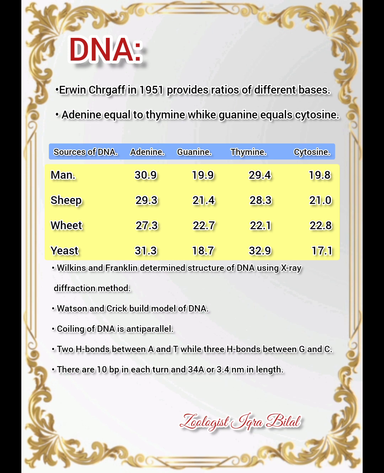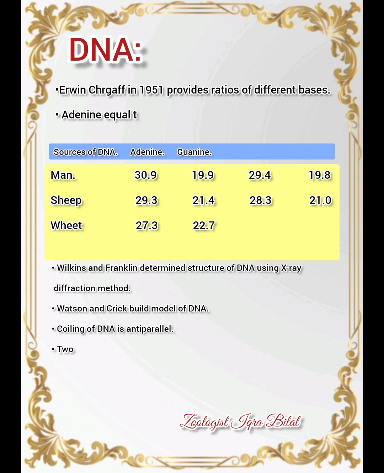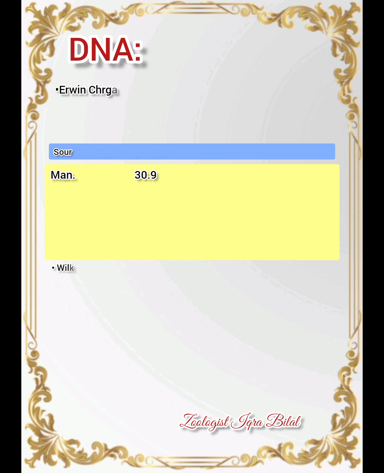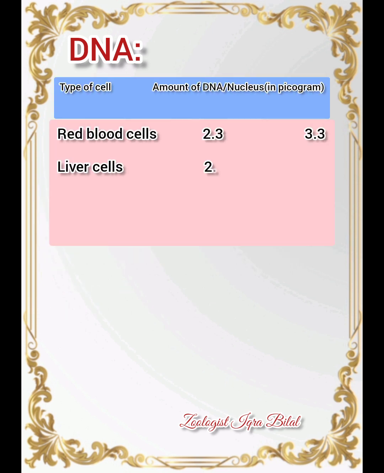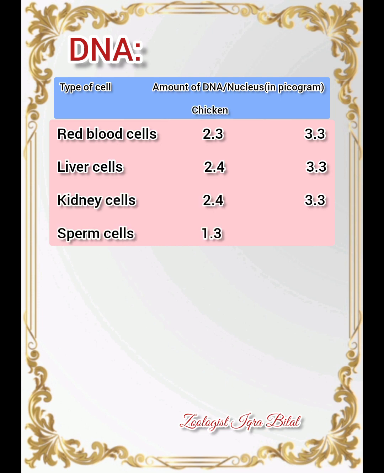Wilkins and Franklin determined the structure of DNA using the X-ray diffraction method. Watson and Crick built the model of DNA. Coiling of DNA is anti-parallel. These are very important facts to remember: who built the model of DNA, Watson and Crick, and whether the coiling of DNA is parallel or anti-parallel. There are 2 hydrogen bonds between adenine and thymine, while 3 hydrogen bonds between guanine and cytosine. There are 10 base pairs in each turn, and 34 angstrom or 3.4 nanometer in length.